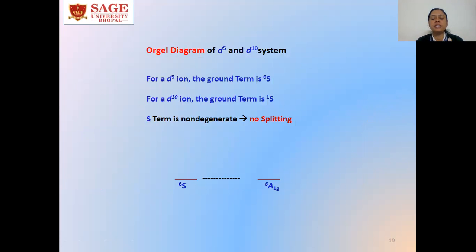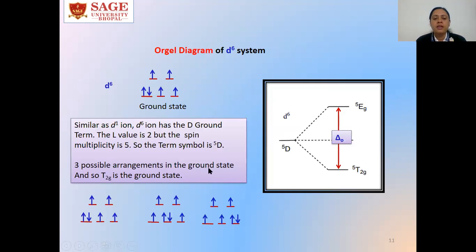Now if we see the D5 and D10 case, for a D5 ion the ground term is 6S. For a D10 ion the ground term is 1S, and we have already seen the S term is non-degenerate, so no splitting. So the 6S term will not split, it will give rise to the term 6A1G. Now we can determine the ground term and excited term from D1 to D9, all the systems.